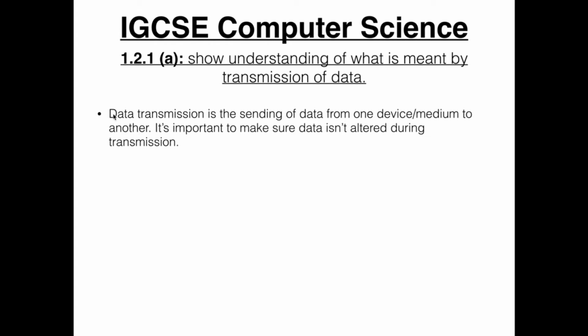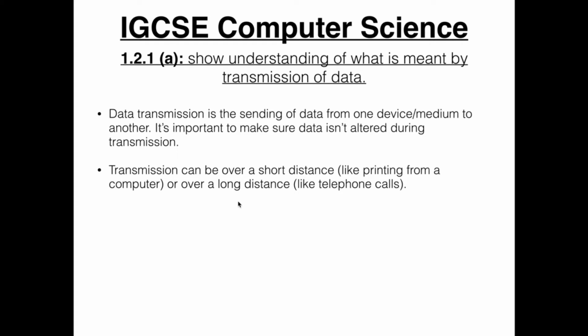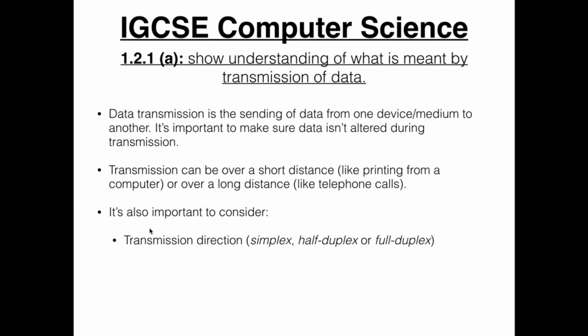Just to remind ourselves, data transmission is the sending of data from one device or medium to another. It's important to make sure data isn't altered during transmission, which is where the checking methods come in. Transmission can be over a short distance, like printing from a computer, or over a long distance, like telephone calls. It's also important to consider transmission direction.